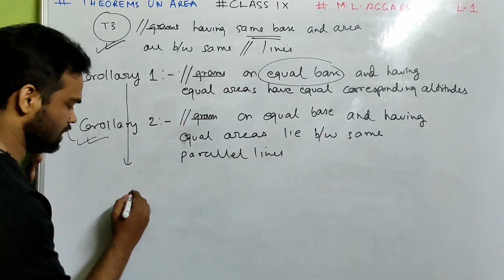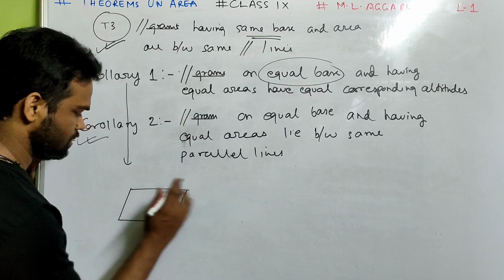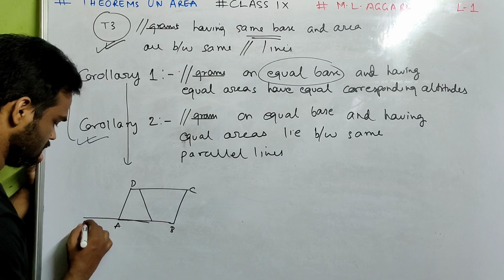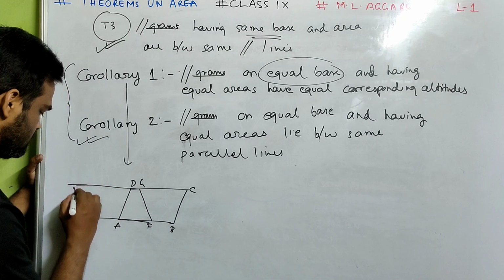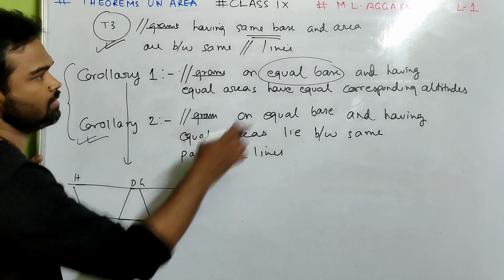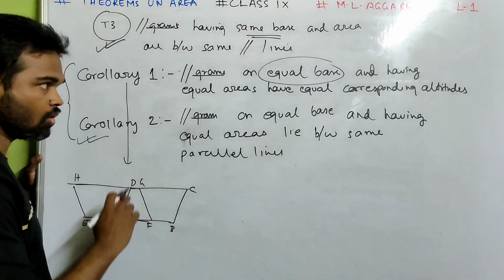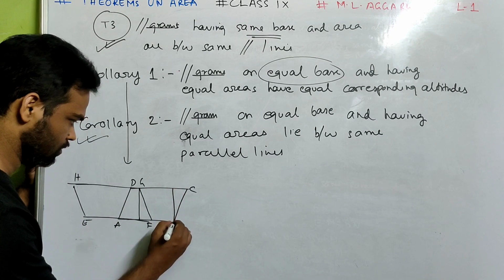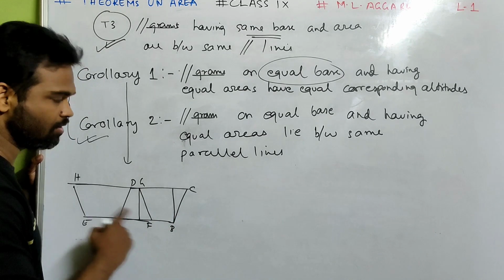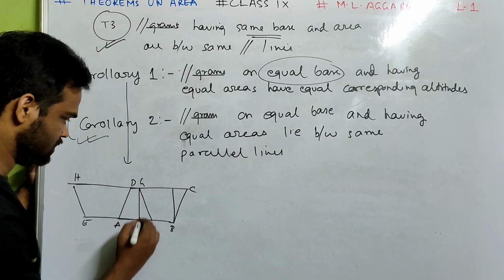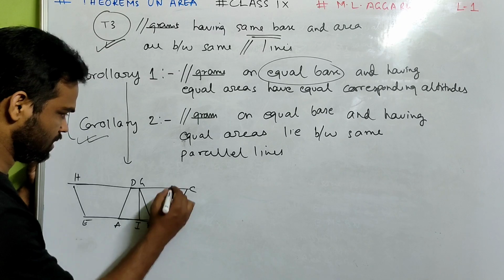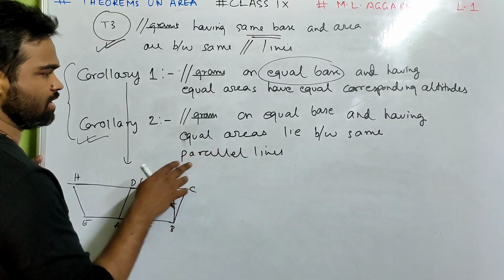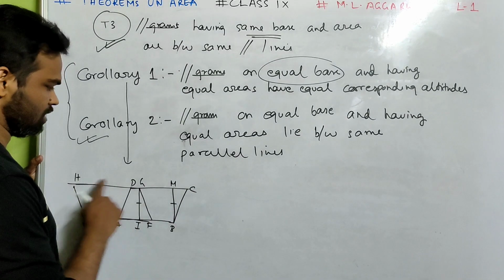Which means the first one, if you look, that if I draw a parallelogram ABCD, and if I draw another parallelogram EFGH, and EF equals AB, equal base and having equal area, then the corresponding altitude, the height, for both the parallelograms will be same. That is GI and BM will be same. Done? And parallelograms on equal base and having equal area lie between the same parallels, which means EB is parallel to HC.